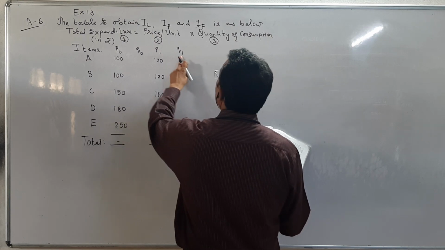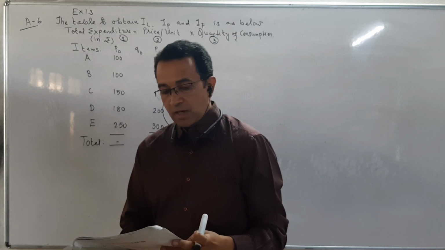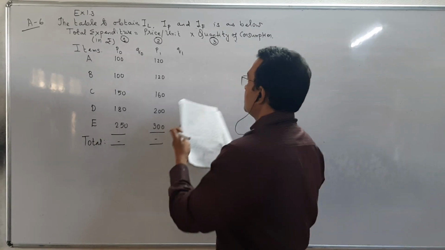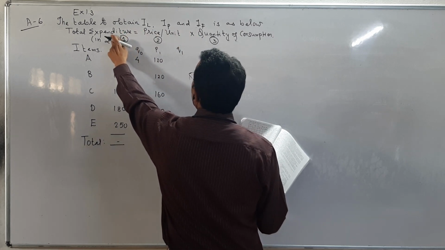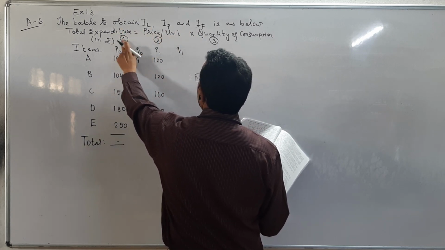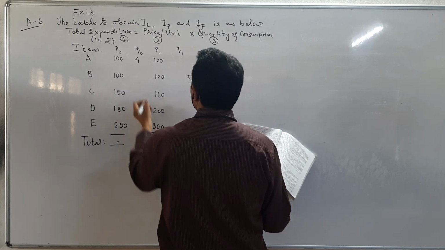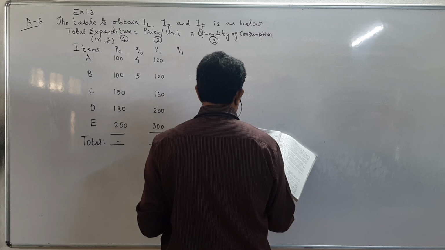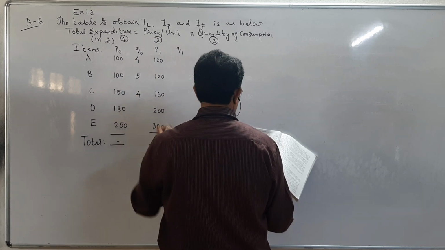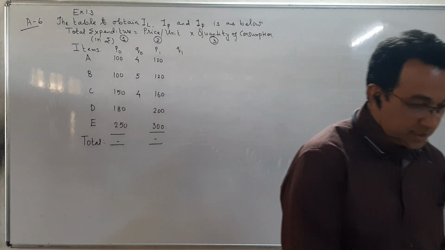Now to find a quantity, divide total expenditure given in the question by price. 400 divided by 100, so 4. Quantity is equal to total expenditure divided by price, divide 1 by 2. Then 500 divided by 100, so 5. Then 600 divided by 150, so 4. Then 1080 divided by 180.